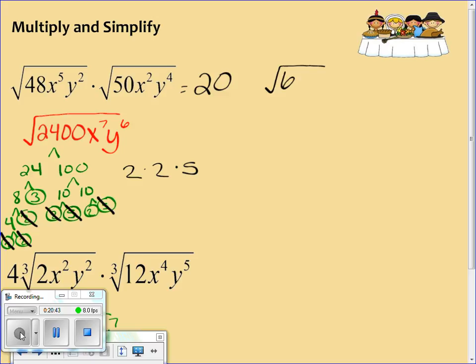Okay, talking about our variables then. So it'd be 7 divided by 2, which is 3 and a half. So how many come out? X to the third. How many stay in? And X. And then my Y's, 6 divided by 2 is 3. So just Y to the third. Thank you. How'd we do? Good? No?